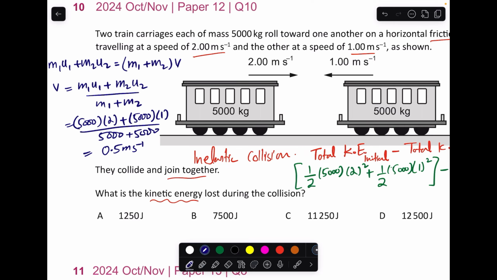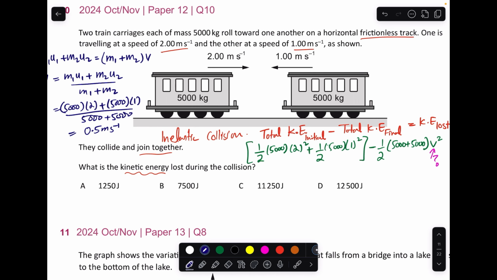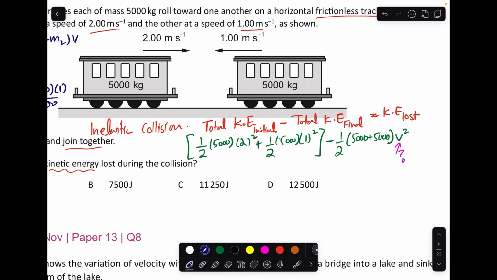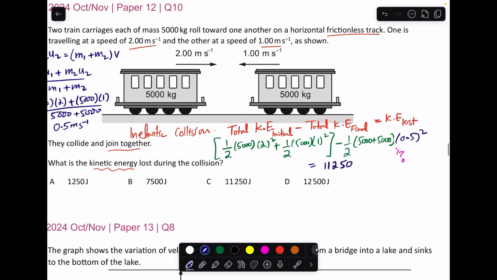Okay, so now you can put this here in this equation, that is 0.5, so it can be written as 0.5 whole squared, right? So calculating this whole scenario, that will give you 11250 joules. So it is option C.